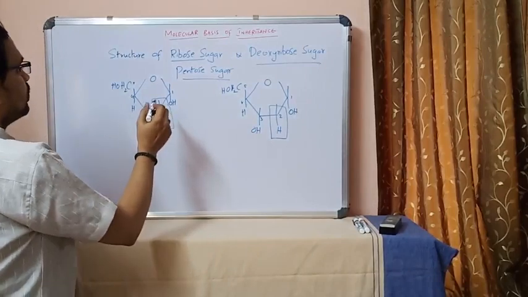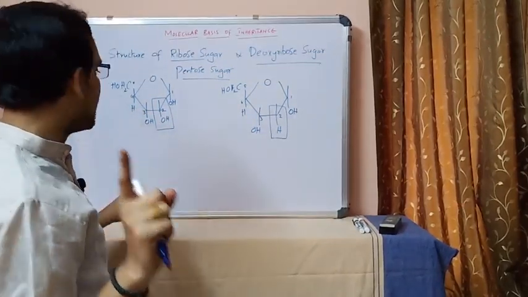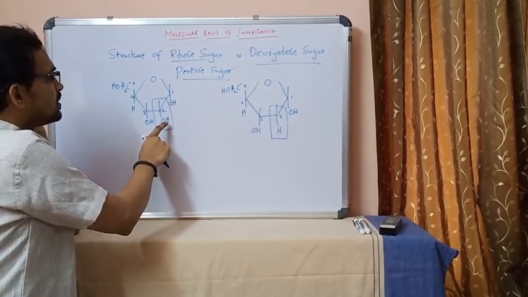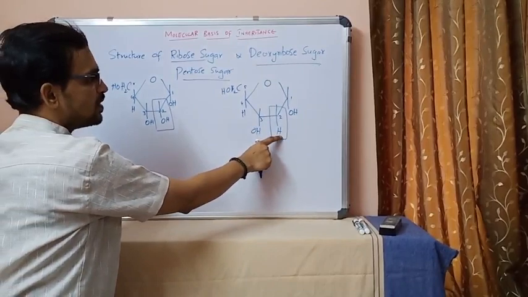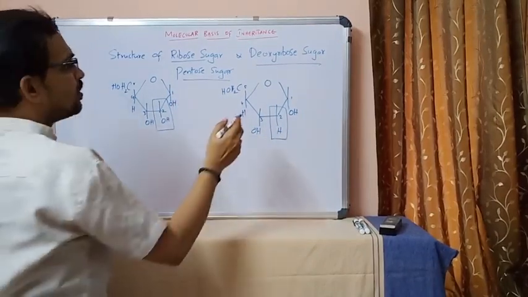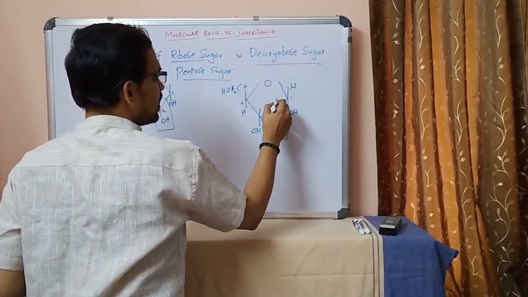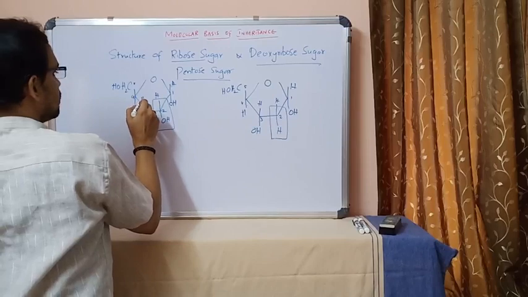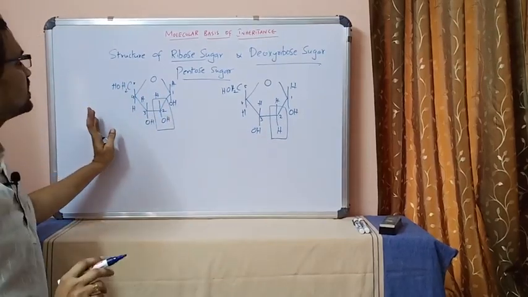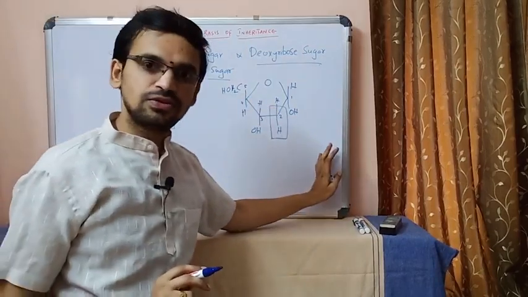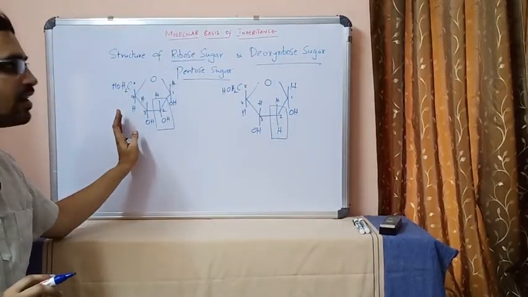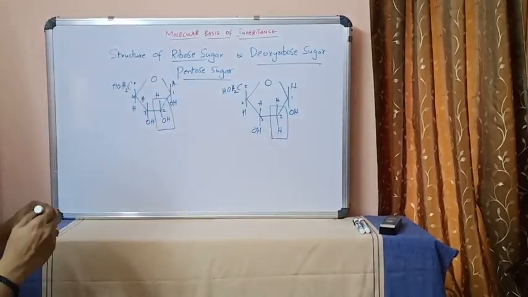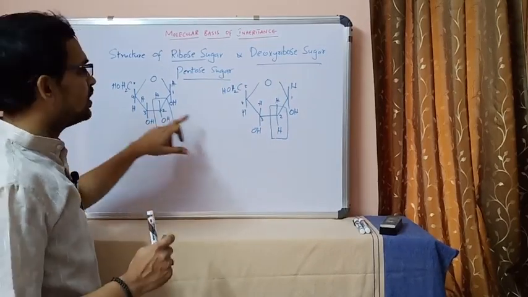If you observe these two structures, only one difference lies. What is that? At the second position, a hydroxyl group is present in the ribose sugar. The hydroxyl group is absent in the deoxyribose sugar, and hydrogen is present, that you should remember. This is the difference between the ribose sugar and deoxyribose sugar. Ribose sugar is present in RNA molecule. Deoxyribose sugar is present in DNA molecule.